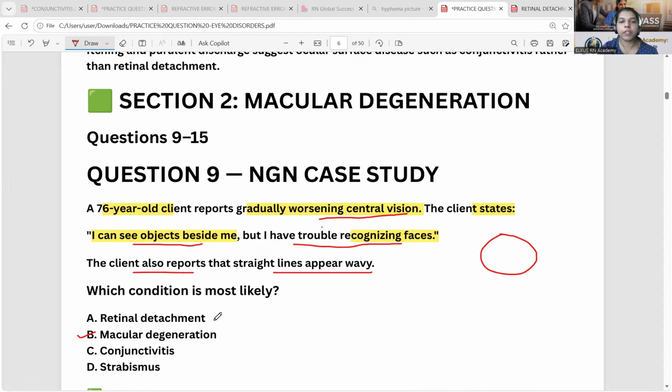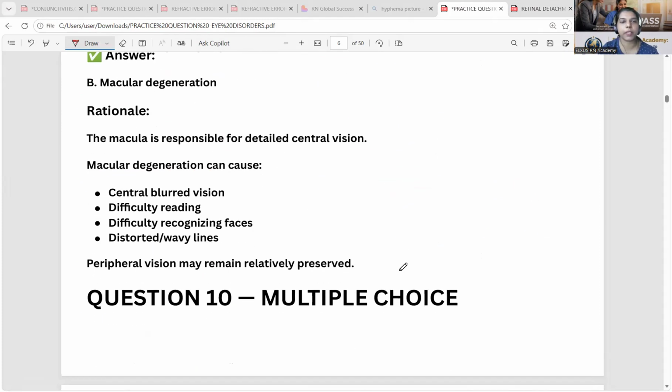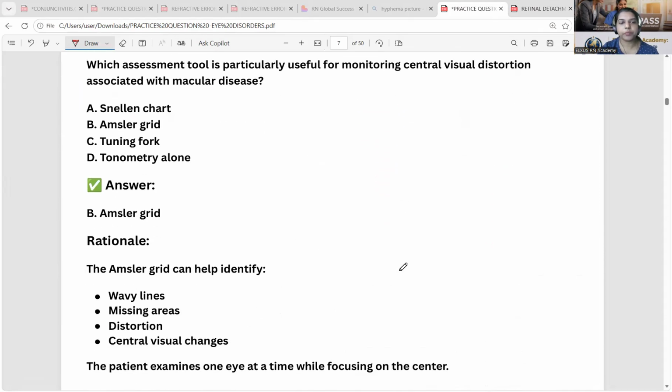So here we can eliminate option A, we can eliminate option C, and we can eliminate strabismus. Okay. So the correct answer is macular degeneration. So hope you understood about this macular degeneration.